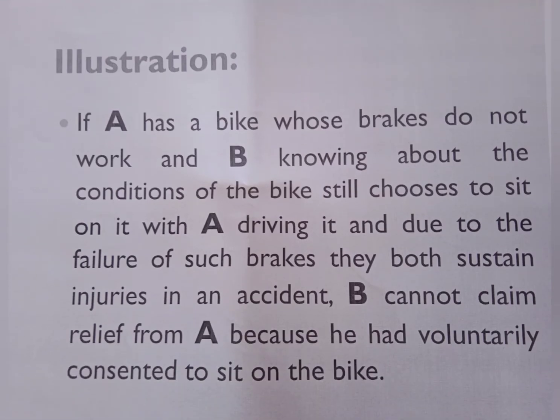What happens here? A has a bike whose brakes do not work and B knows that condition. A is driving it, and due to the failure of brakes, they both sustain injuries. B cannot claim relief from A because he had voluntarily consented to sit on the bike.